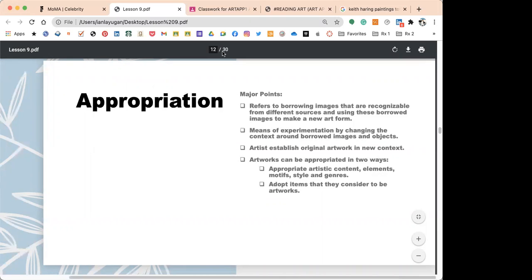I will not let you do the vision board that is included in the book. I don't know if I told you before that I will, but I will not. I will ask you to do something related to cultural appropriation. Now, when you say appropriation, you are borrowing images that are recognizable. Okay? So it's about referencing.